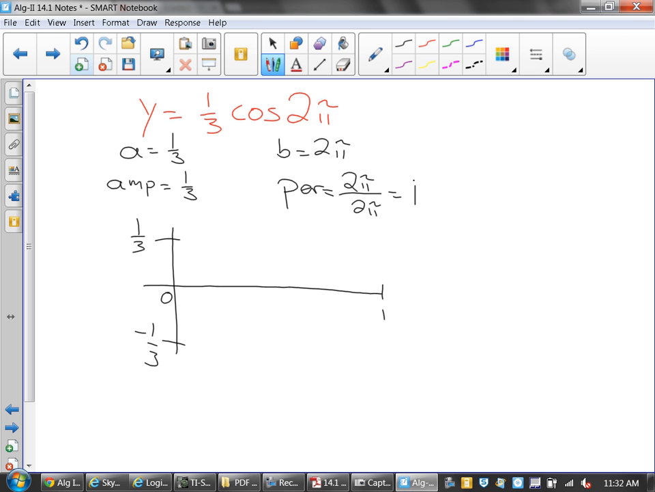What's halfway between 0 and 1? What's halfway between 0 and a half? A half and a half, yes. And then we have 3/4 here. Cosine, A is positive, where does it start at? Starts at A. What's the A value? Starts at 1/3, works its way down, and works its way back up.